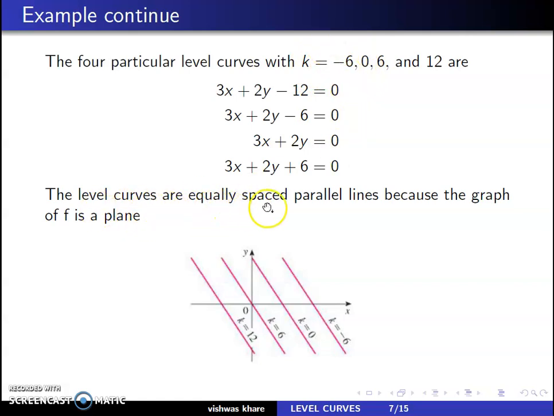The level curves are equally spaced parallel lines. These are the lines, because the graph of f is a plane. In this case, the graph of the function f is a plane. That's why we are getting these parallel lines. For different questions, you will get different figures or different curves.